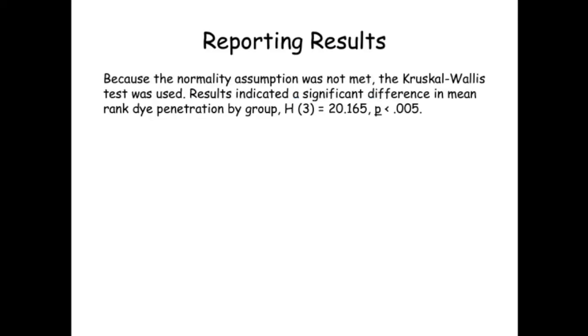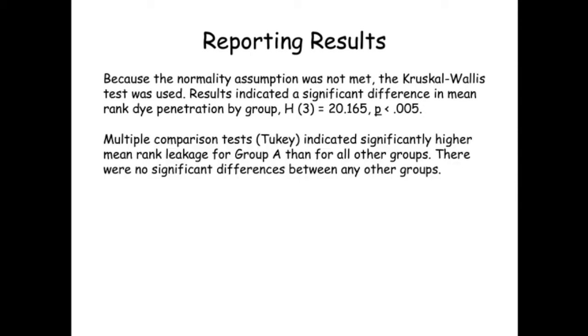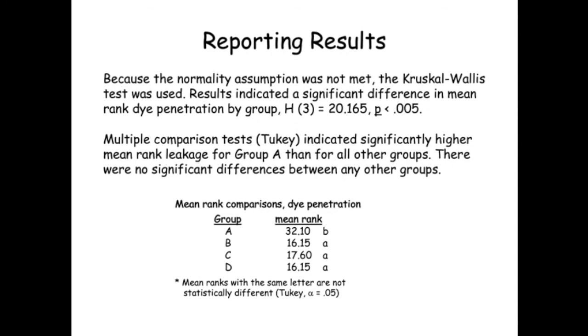In the write-up, the researcher indicates that the normality assumption was violated and that the Kruskal Wallis test was used. The results of this test are reported first, followed by the multiple comparison results. The table showing groups that do not differ displays mean ranks rather than means.